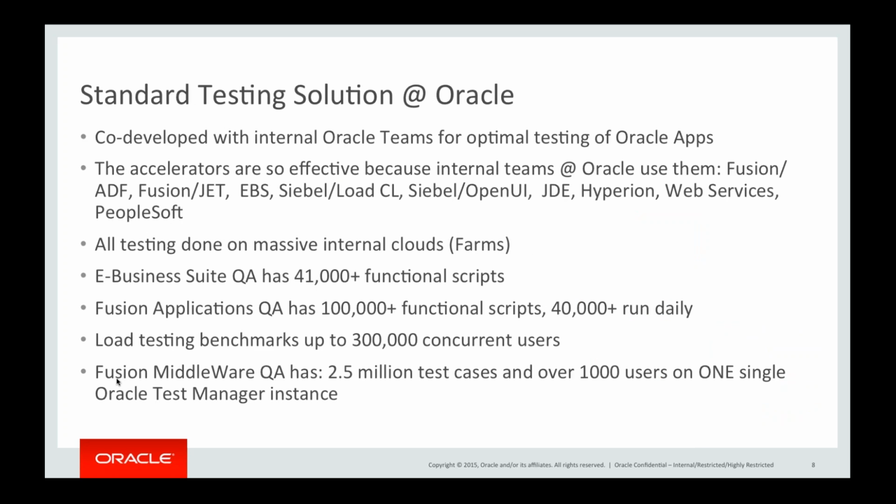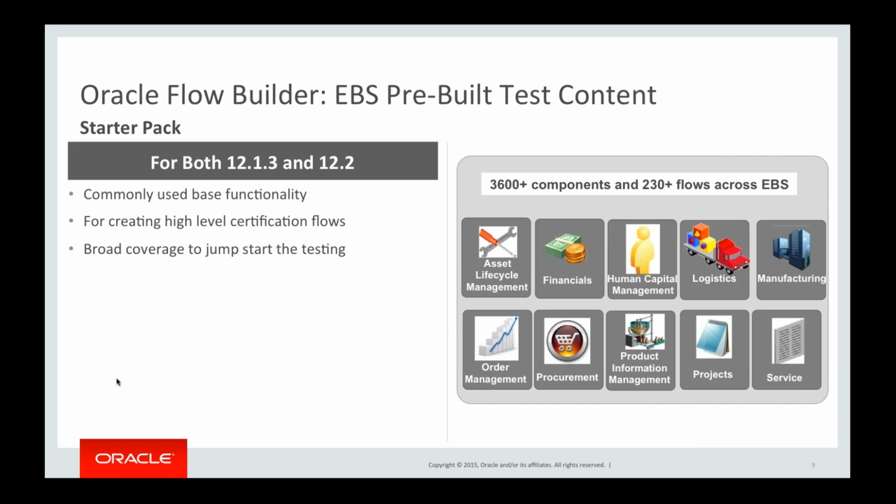So now let's see. Moving on. With the automation tool, with the Flow Builder, you also get the starter pack. I was talking about the components that cover the different areas of the applications. That comes along with the functional testing suite. So you get what's called the starter pack. That's included in the functional testing suite. It supports both 12.1.3 and 12.2. Basically, it has over 3,600 components, and it already has over 230 flows.